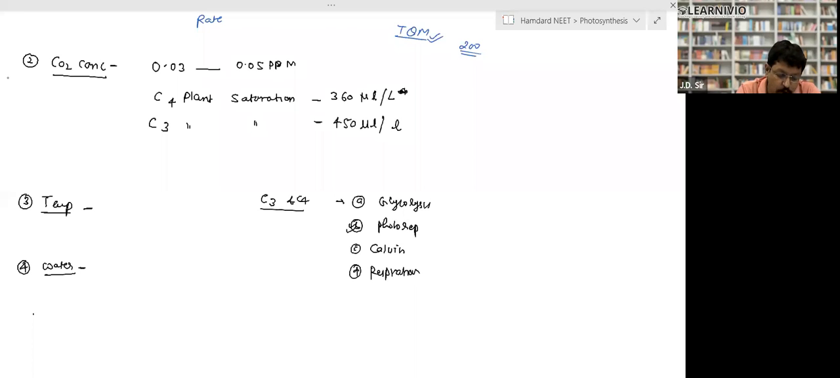At extreme high or low temperature, enzymes stop working. At extreme high and low temperature, enzymes stop working, and photosynthesis gets affected.